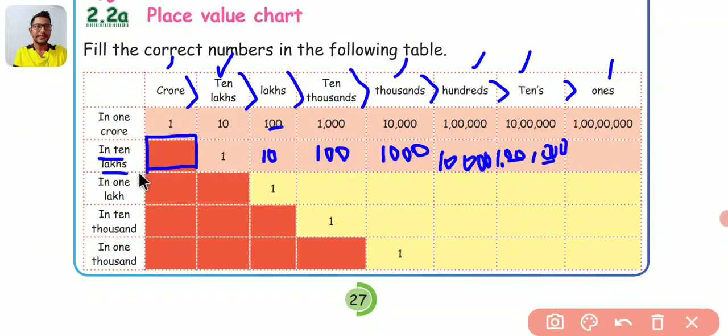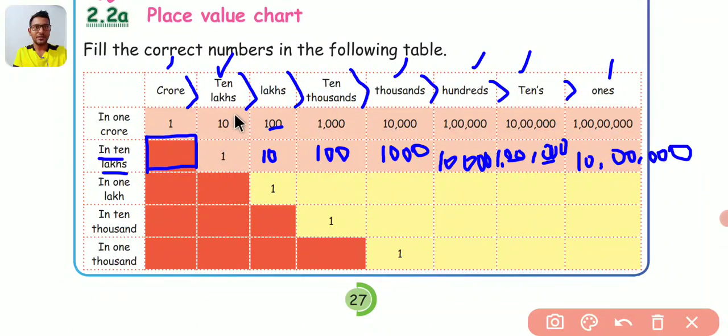In 10 lakhs, how many ones? There are 10 lakhs ones, okay. 10 lakhs, comma, 10, comma, 0, 0, comma, 0, 0, and 0. There are 10 lakhs, 1 in 10 lakhs, okay.